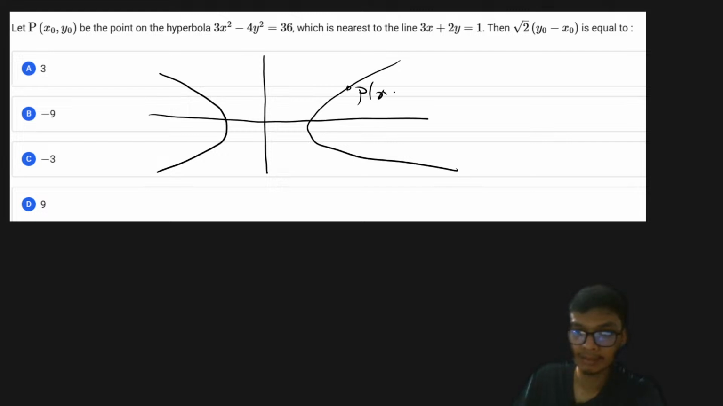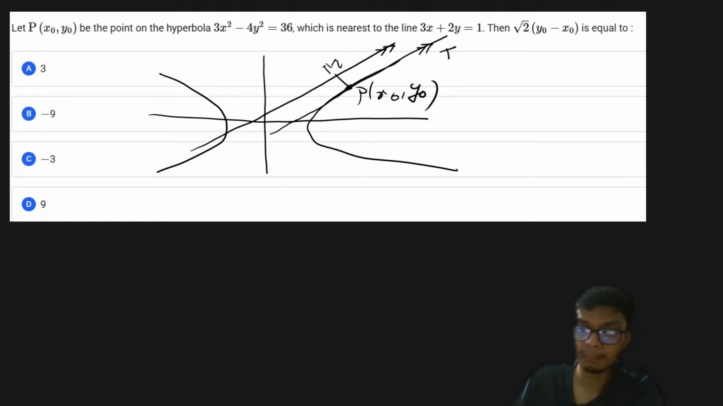For this particular hyperbola, you have to find the point P on the hyperbola, given as x naught comma y naught, such that it is nearest to this line. Let us try to draw the line like this. If the distance of this point P from the line is going to be minimum, then the tangent T at point P must be parallel to this particular line, given as 3x plus 2y is equal to 1.